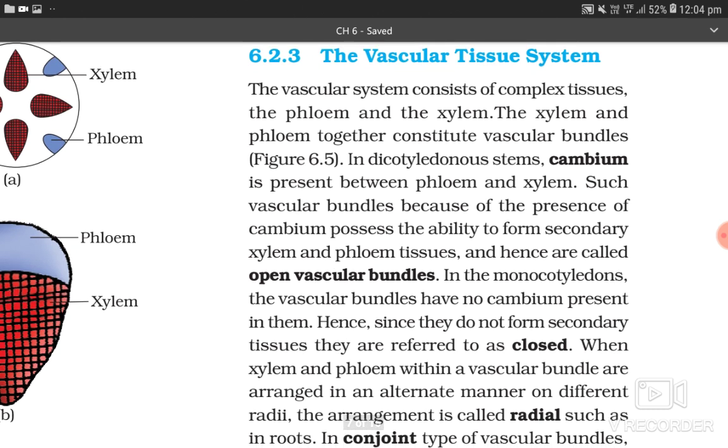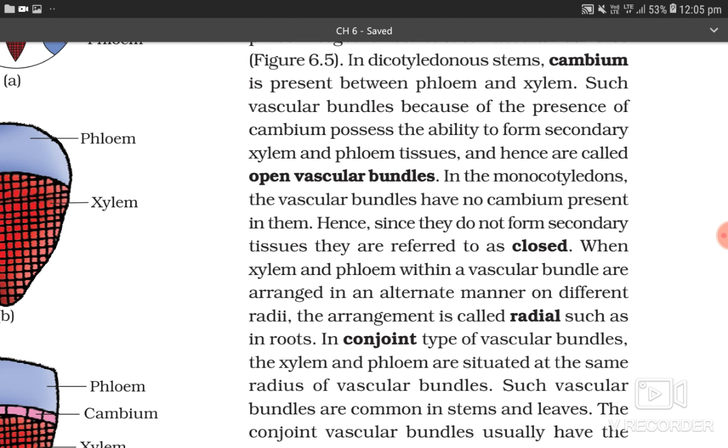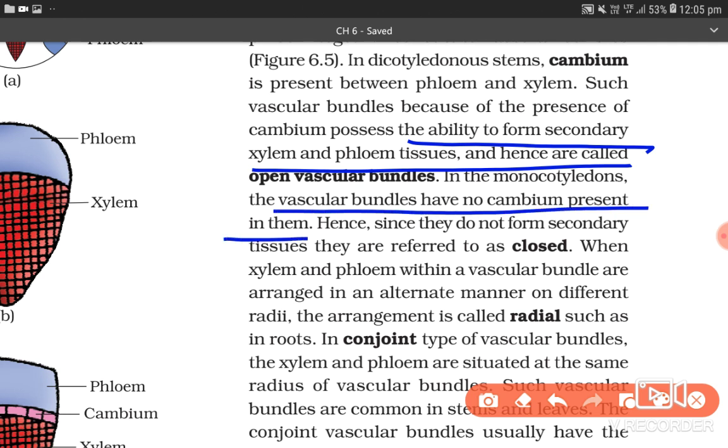6.2.3 The vascular tissue system. The vascular system consists of complex tissues, the phloem and the xylem. The xylem and phloem constitute the vascular bundles. In dicotyledonous stems, cambium is present between the phloem and xylem. Such vascular bundles, because of the presence of cambium, possess the ability to form secondary xylem and phloem tissue and hence are called open vascular bundles. In monocotyledons, the vascular bundles have no cambium present in them. Hence, since they do not form secondary tissues, they are referred to as closed.